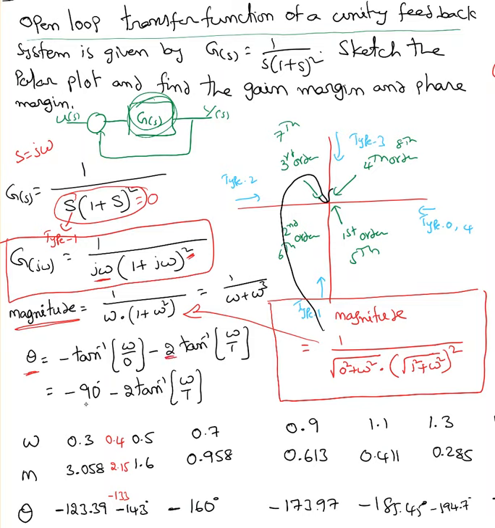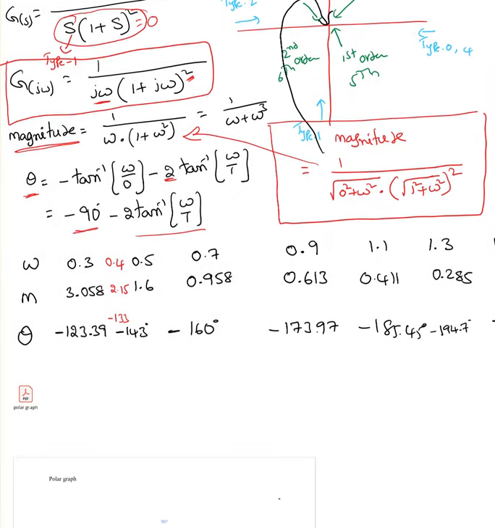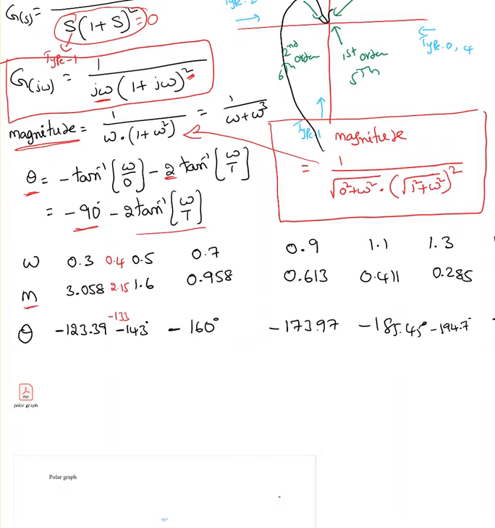So tan inverse of omega over 0 is nothing but minus 90 minus 2 tan inverse of omega over 1. Here the magnitude doesn't have any units. Omega is in radians per second. Now, what values am I going to choose for this omega?